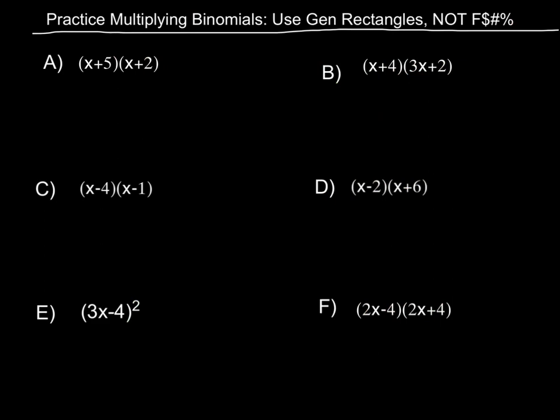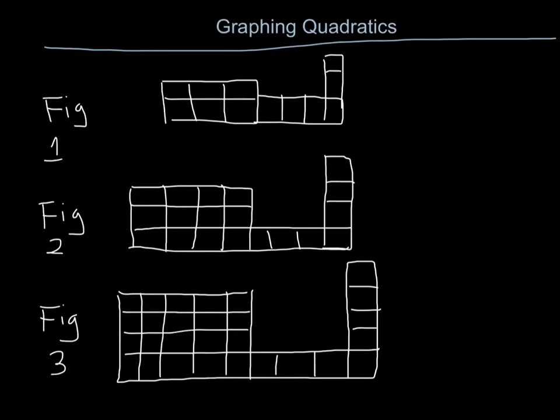Here I have some problems for you to practice using the area model, and so you'll see that I'm directing you to use generic rectangles, not the 4-letter F word, please. I'd rather you not use that, but use the method I'm showing you. And again, it'll pay off in the long run if you don't see exactly why I'm having you do it that way now. By the end of this chapter, you'll see why we're doing it this way. So there's a few problems for you to practice, and if you could have those ready for the next time we meet. Take a look at the next slide.